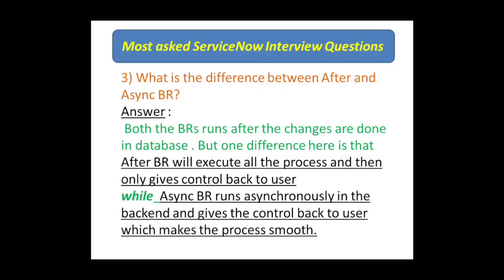And the user will see the slowness in the process. Therefore, the async business rule comes into use. What it does is run asynchronously in the backend, and the control is given back to the user again. So the user will not see any slowness in the process, and the user will be able to do other activities. All the activities written in this script will be executed in the backend asynchronously.